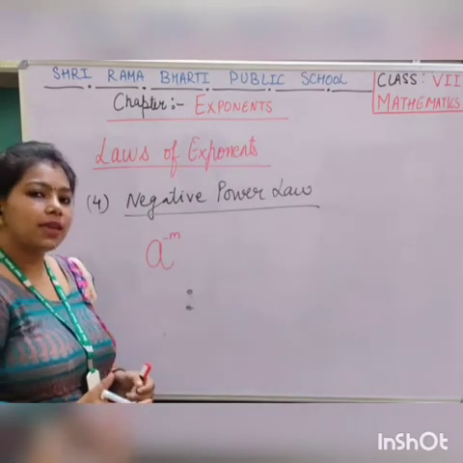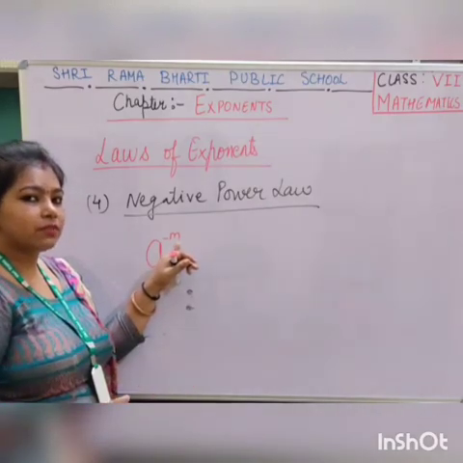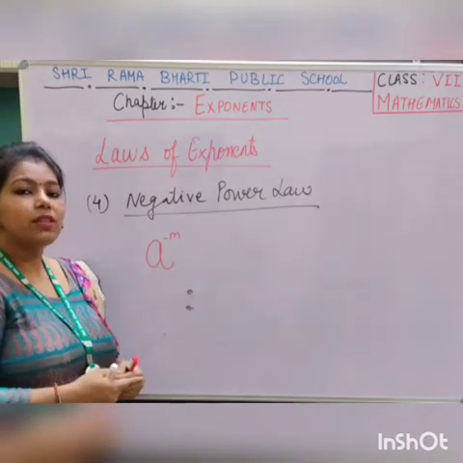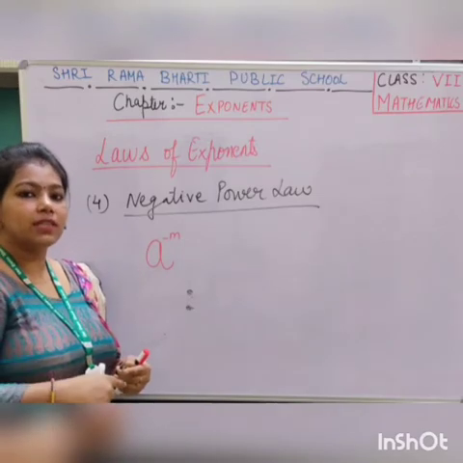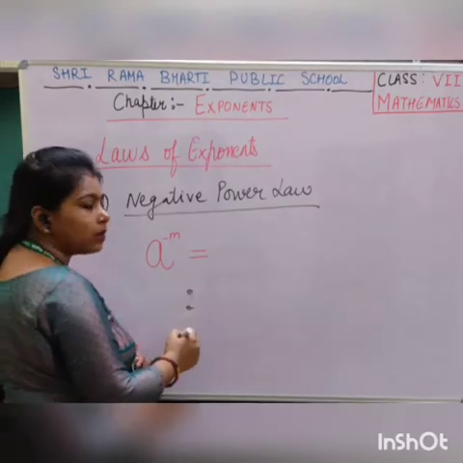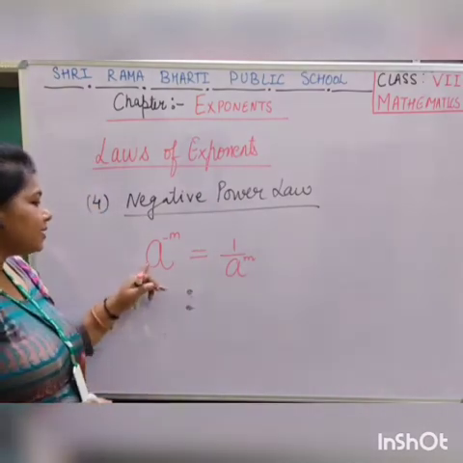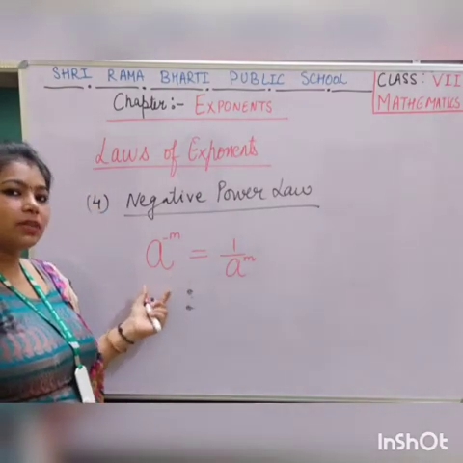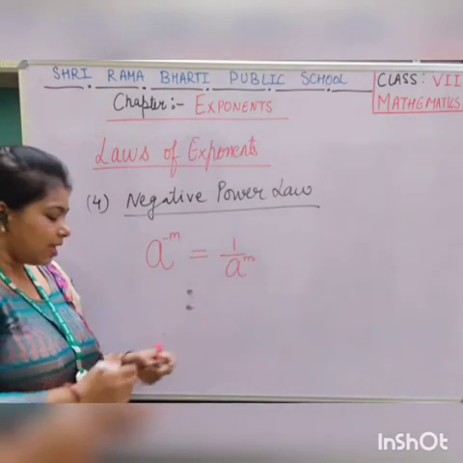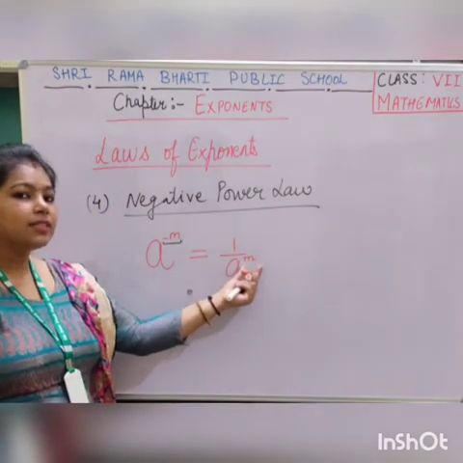So how can I convert the power from negative to positive? By only one way: we will flip the number. Flipping means we will write the numerator as denominator and denominator as numerator. So it will become equal to 1 upon a raised to the power n. Since there is no denominator, the denominator will be 1. That's why we have written 1 upon a raised to the power n. And you must have noticed here the power was negative, but now the power is positive.